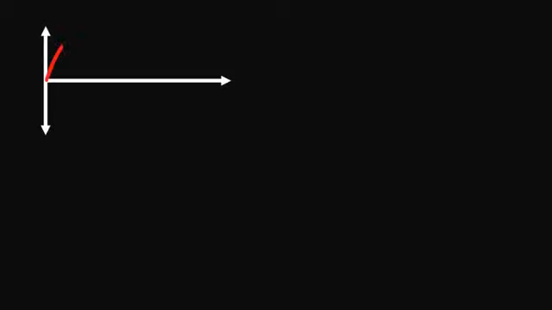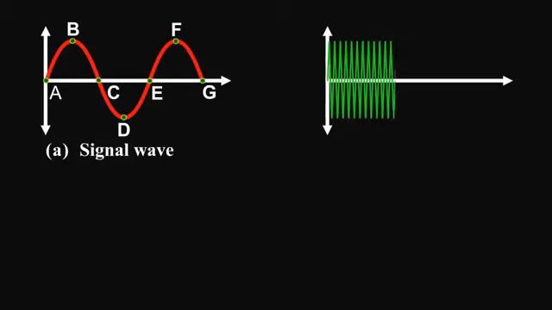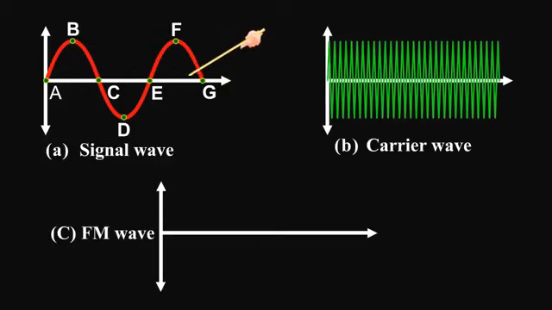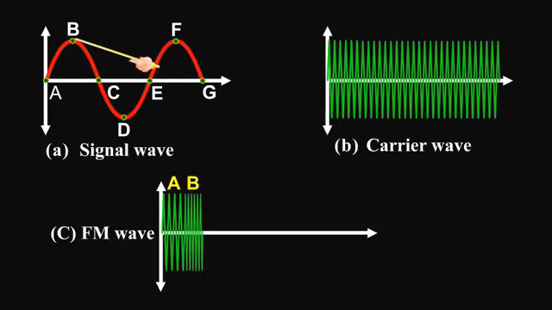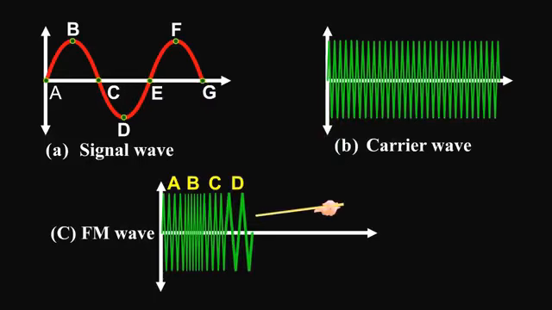The frequency variation of the carrier wave depends on the instantaneous amplitude of the signal as shown. When the signal voltage is 0 at A, C, E and G, the carrier frequency is unchanged. When the signal approaches its positive peaks at B and F, the carrier frequency is increased to maximum as shown by closely spaced cycles, but during the negative peak of the signal as at D, the carrier frequency is reduced to minimum as shown by widely spaced cycles.